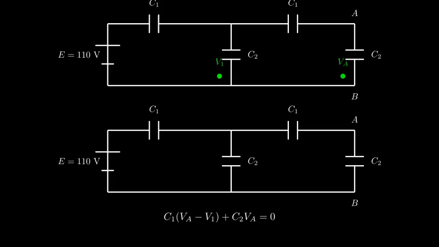The charge on the C1 connected to V1 is C1 times (VA minus V1). And the charge on the C2 to ground is C2 times VA. Setting the sum to 0 gives our first equation.